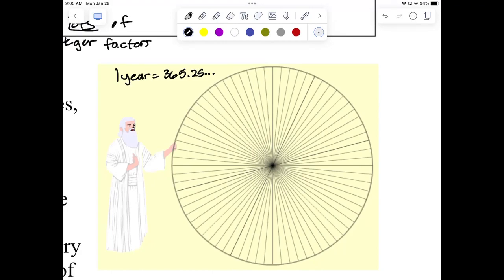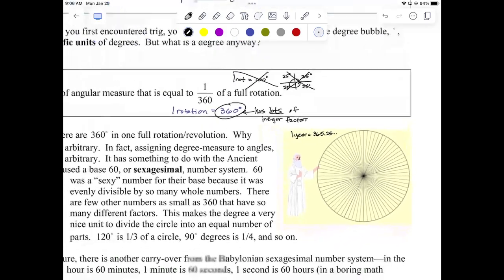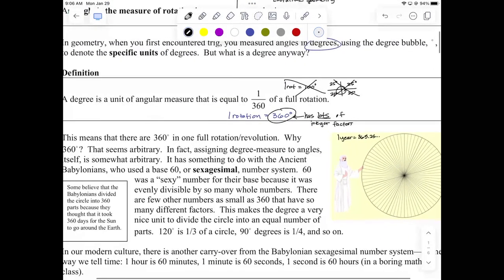Now, they didn't know it was 365.25 back in the day. And even if they did, I doubt they would have chosen one rotation to be 365.25, right? Because it's not a sexy number. It doesn't have a lot of nice integer factors. Whereas 360, which is close enough to 365, does. So that's kind of one of the main reasons.